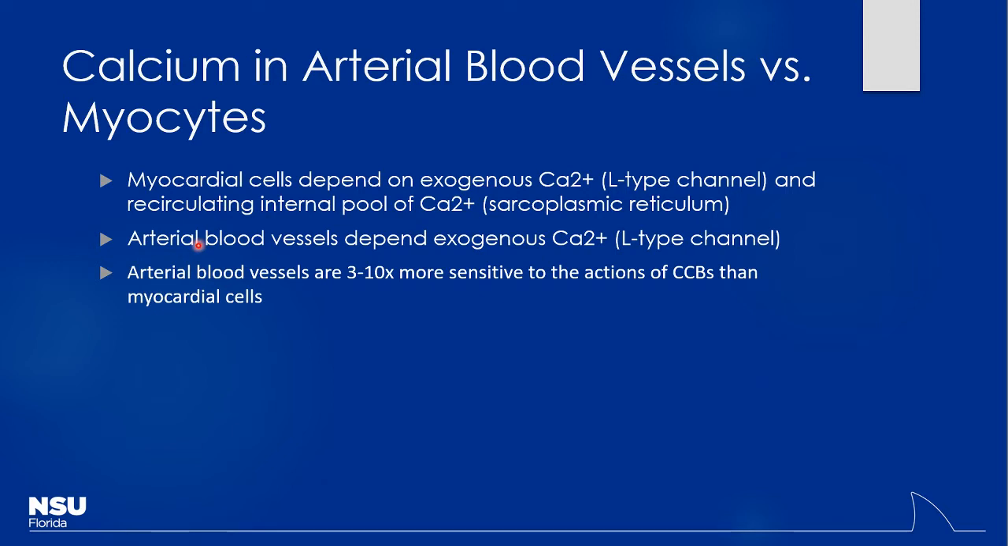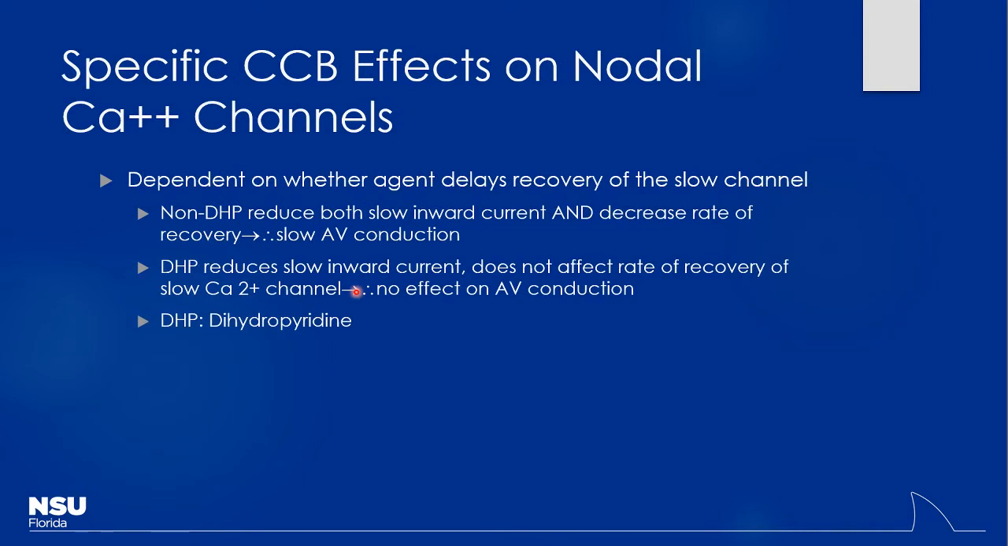Versus the arterial blood vessels, they don't really have as much of that sarcoplasmic reticulum calcium buildup, so they're really just dependent on how much calcium is coming into the cell overall. And so you tend to find that these are going to be much more sensitive to the activity of the calcium channel blockers than myocardial cells. And we'll talk about the balance of activity between our dihydropyridines and the non-dihydropyridines in just a few moments. Get all into the details.